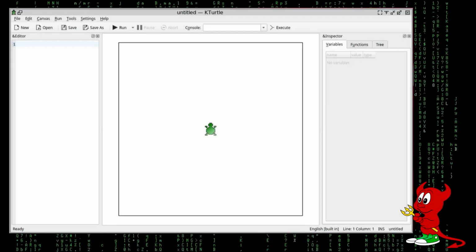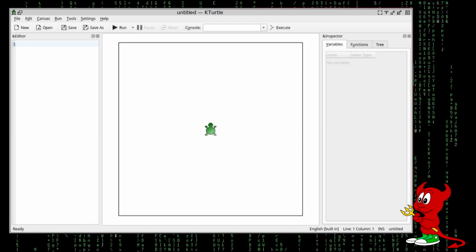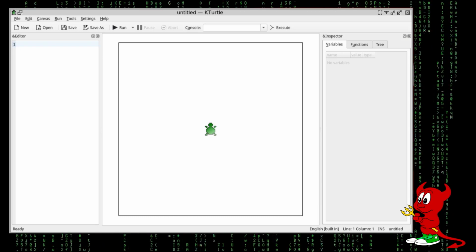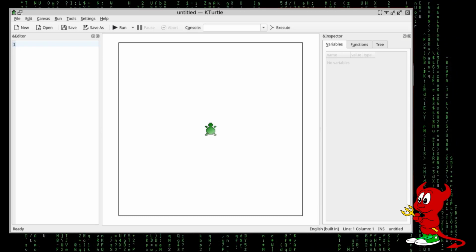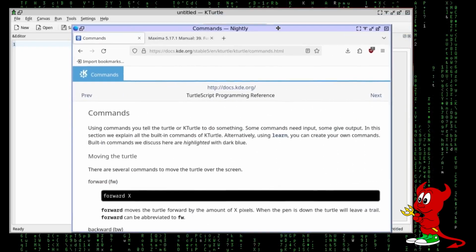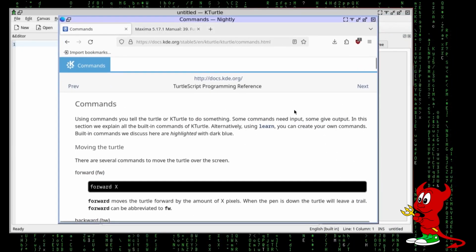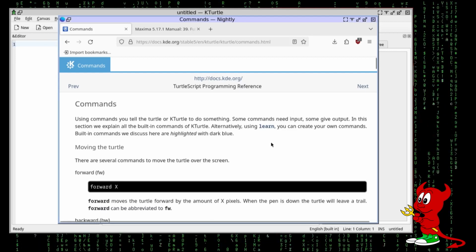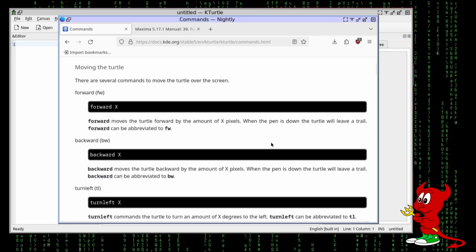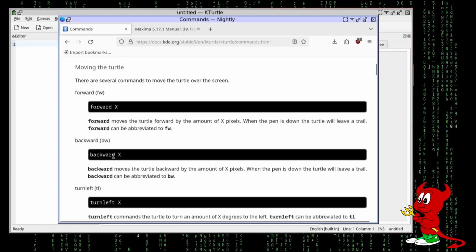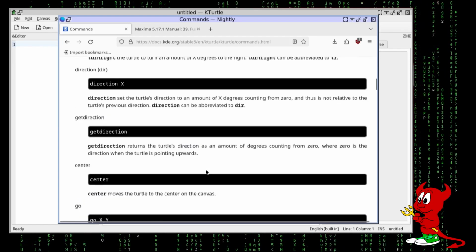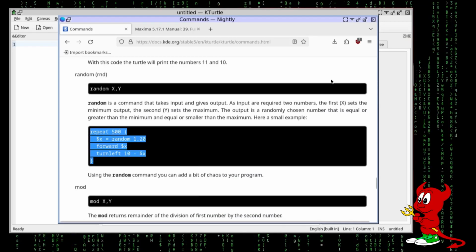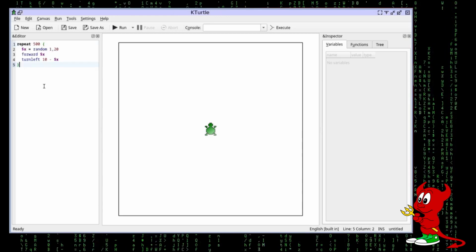Another really nice software, in my opinion, is KTurtle. KTurtle allows kids to learn programming, really basic programming. Here you can see the manual page from KTurtle and the commands that you should learn in order to make the turtle move forward, backward, to turn left, etc. Let's take one example from here, copy, and paste it here.